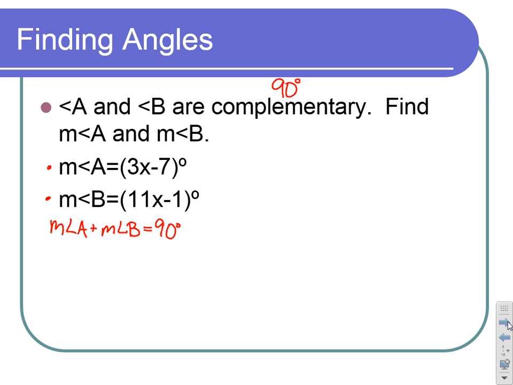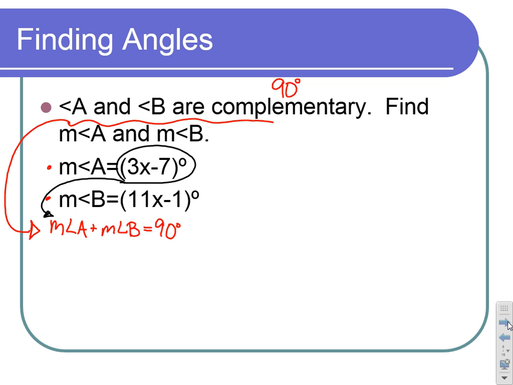So let's think about this. If I know A and B are complementary, I get to automatically write that every single time, okay? So then all it becomes is a matter of plugging in the right thing. So anywhere I see the measure of angle A, I'm going to plug in 3x minus 7.